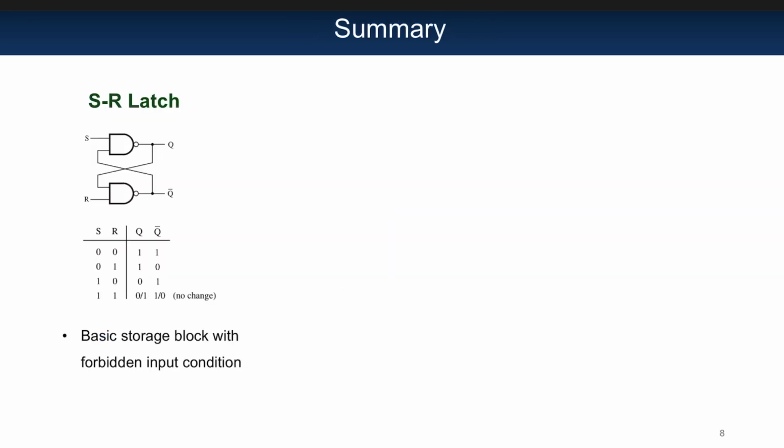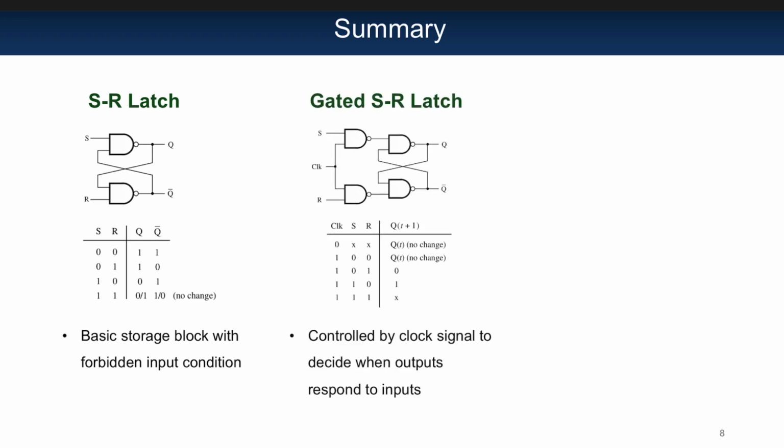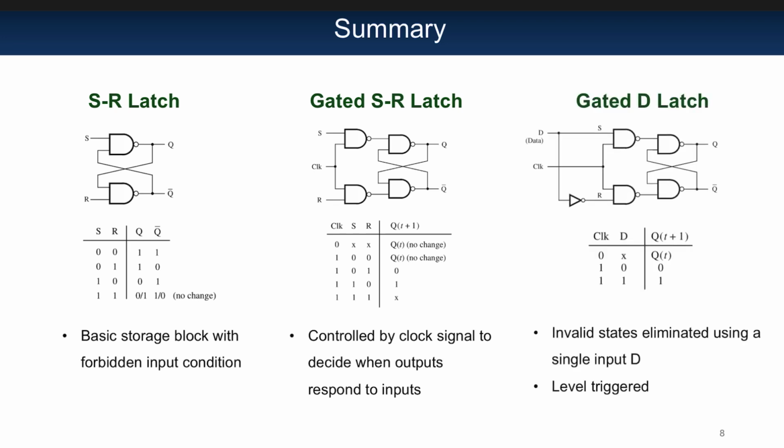To summarize the whole thing, we have first studied the SR latch, which is the basic storage block of all sequential logic circuits, but it has a forbidden input condition. Then we studied the gated SR latch, which uses a clock signal to control the response of the output, but still the forbidden or invalid input condition remains here. To overcome that, we studied the gated D latch, which uses a single input D to eliminate the invalid states, and it is also called level triggered.